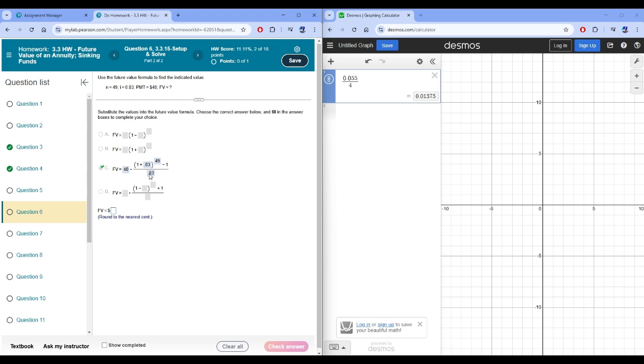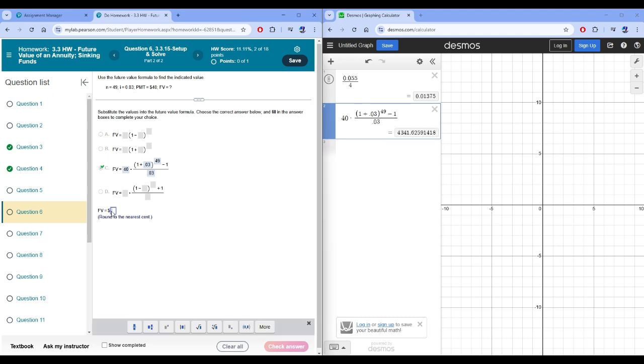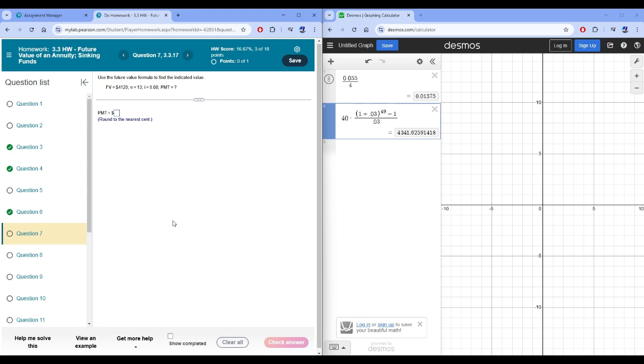And then you just gotta plug that in. Plug it into the calculator right over here. Just do 40 times, create the fraction. Once you have the fraction, in the denominator I'm gonna put 0.03. In here, I'm gonna do 1 plus 0.03, raise that to the 49, and then in this fraction minus 1, and then you're telling me that my future value is going to be equal to $4,341.63. Cool. Yep, there you go.